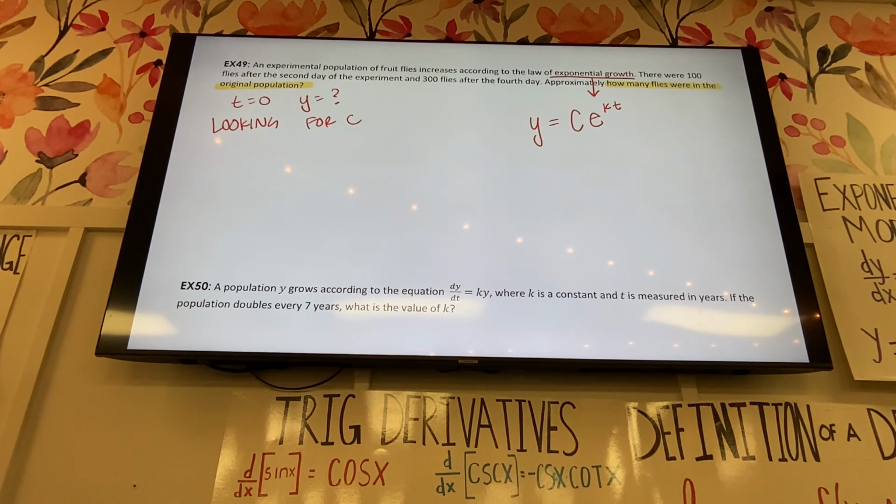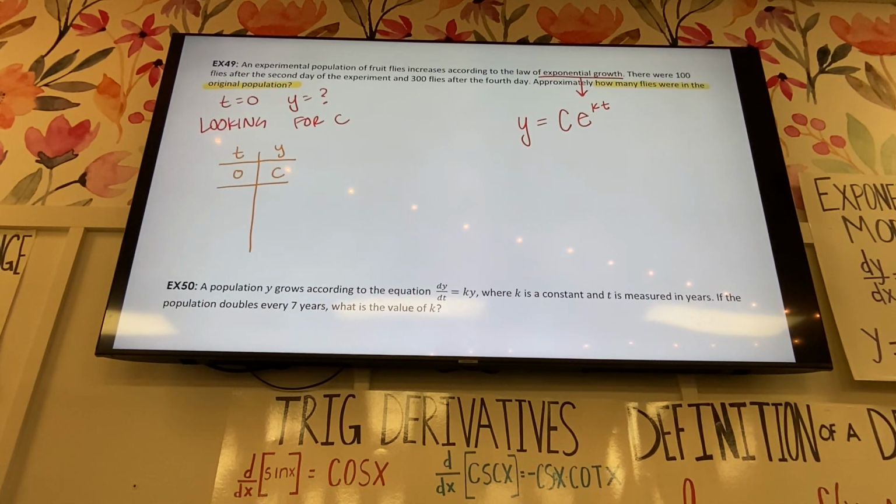Especially if you get stuck and they're listing a bunch of points, I do think writing a table is helpful. So I'm going to put time t, and y for the population, or you could put p, it doesn't matter. At time 0 is your initial condition C, and that is the ultimate goal, to figure out what C is. What other point do I know? Day 2. Day 2 is how many flies? 100. And Day 4 is 300.